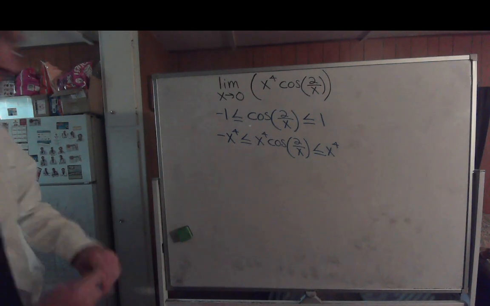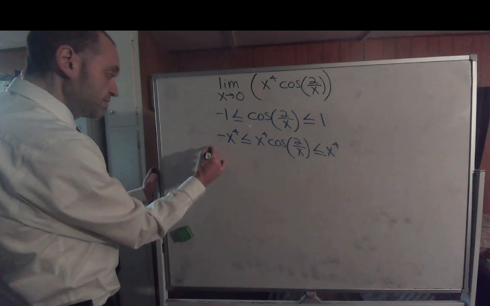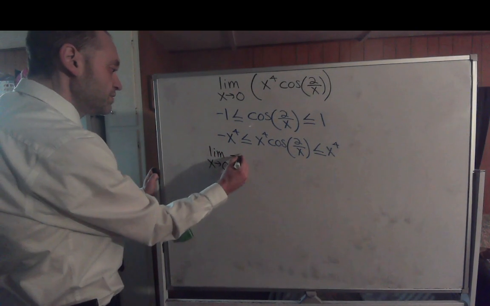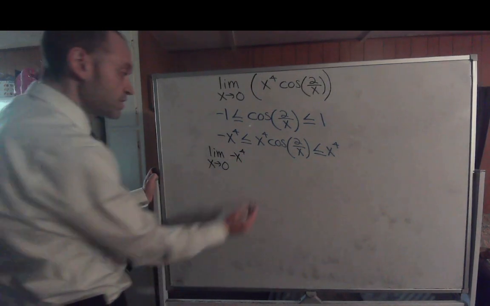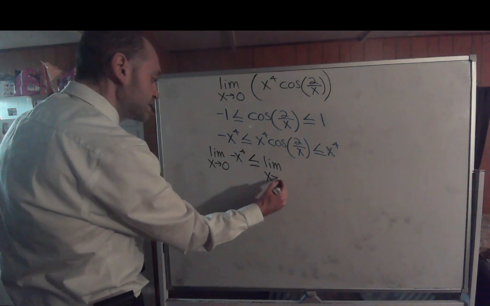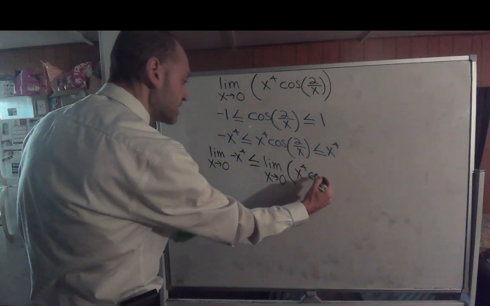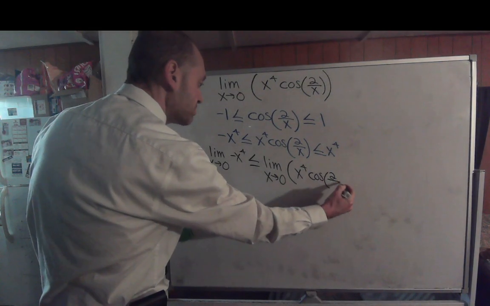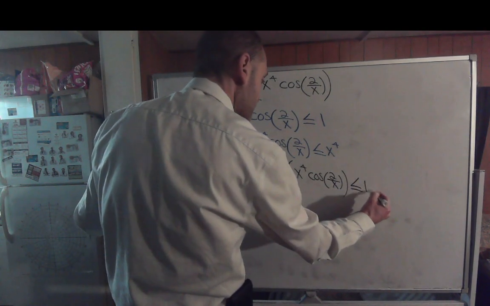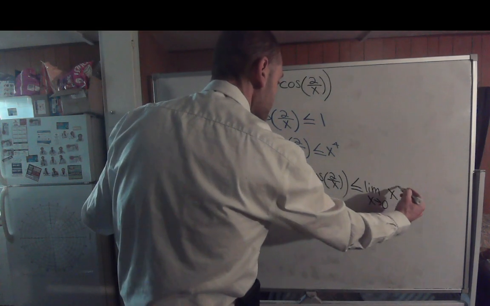Now at this point, let's go ahead and find the limit. So let's take the limit of each piece. So the limit as x approaches 0 of that negative x to the 4th is going to be less than or equal to the limit as x approaches 0 of this x to the 4th cosine of 2 divided by x, which is less than or equal to the limit as x approaches 0 of this x to the 4th.